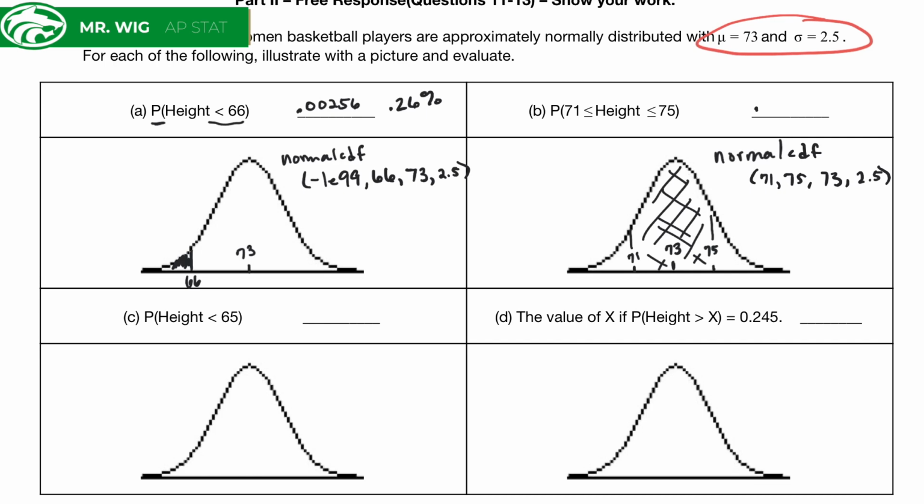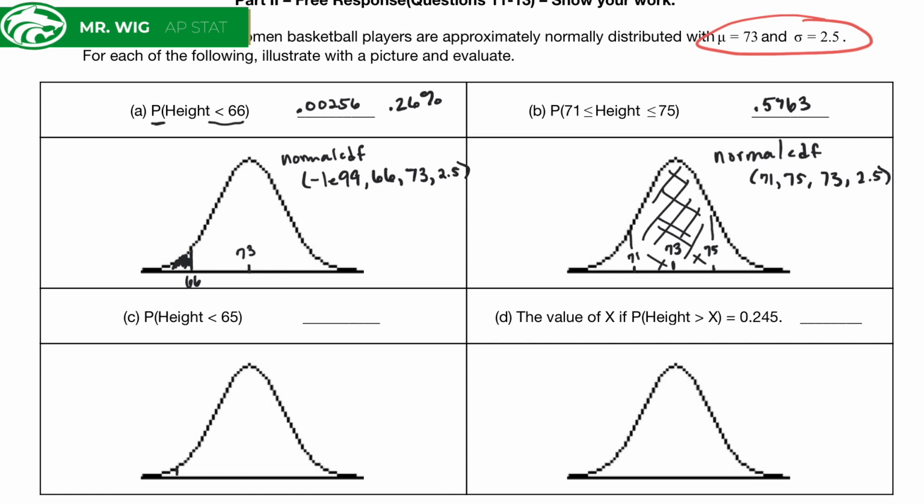We're at the center point, so there's going to be quite a bit of area. It's 0.5763, or 57.63%. Part C actually has a typo in it. That should have been greater than, but it's not, so we're just going to roll with it.